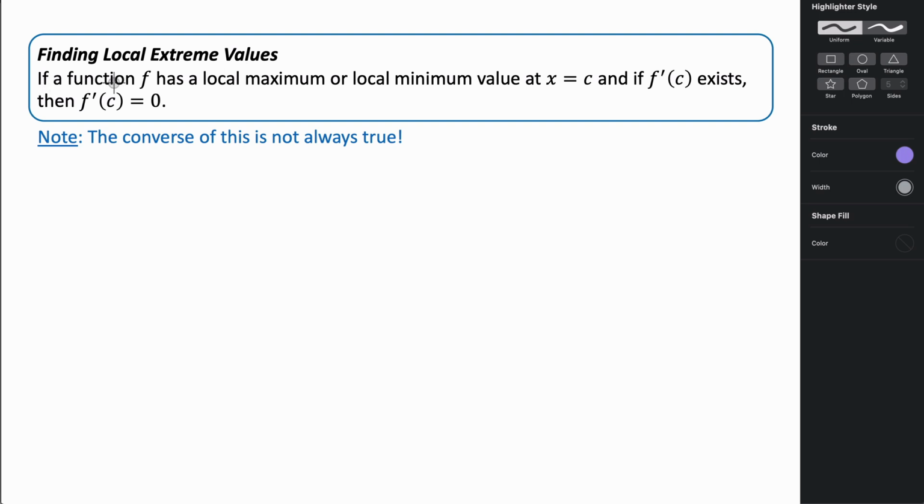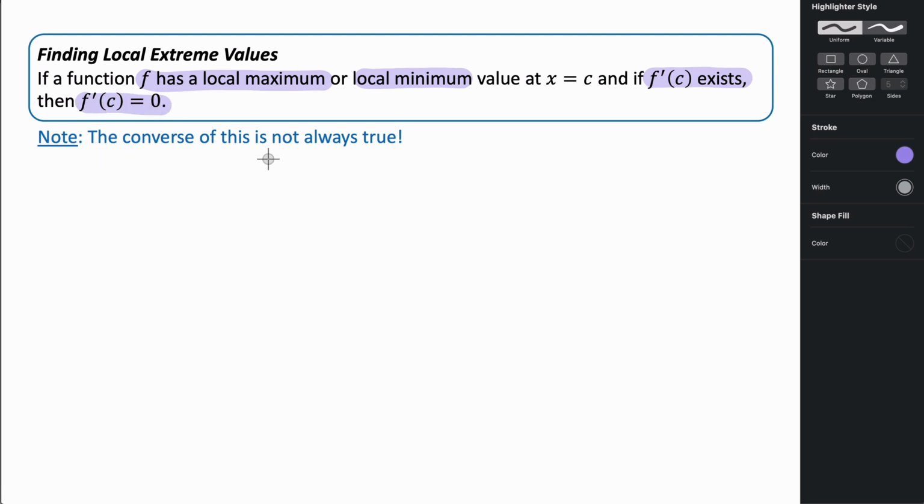Okay, so if f has a local maximum or a local minimum at some value of x equals c, and if f prime of c exists, so there's a couple things. First, f has to have a local max or a local min at some value of c, and if the derivative of our function at that point exists, then we are guaranteed for the derivative to equal 0.